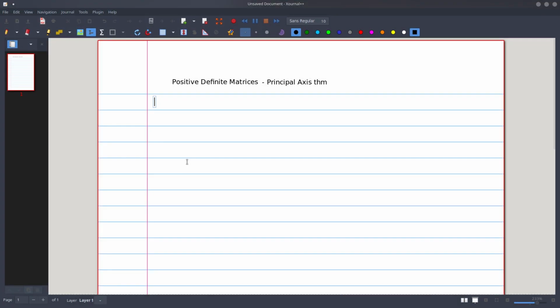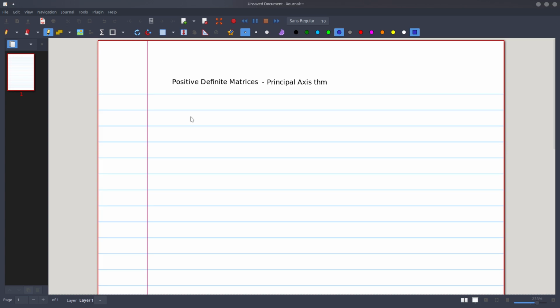Alright, so let's continue and try to finish off 1806. And I think we left off at lecture 27. So this one is on positive definite matrices, or the principal axis theorem. You've got to understand what a positive definite matrix is and why you need it in the first place. So you start off with a 2 by 2 matrix.